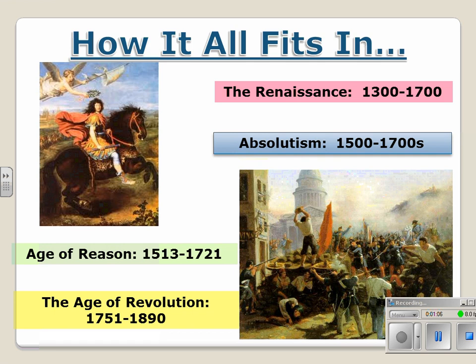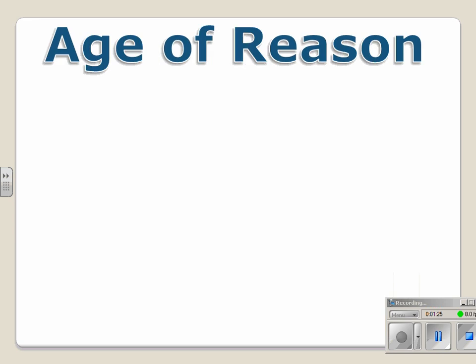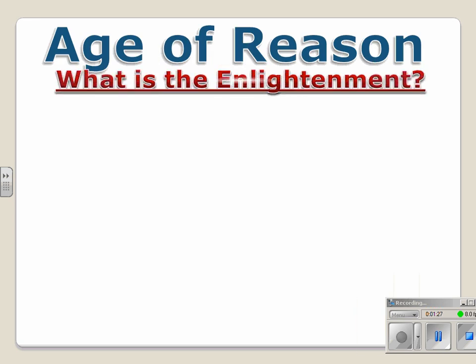And then that's going to take us into the Age of Revolutions, where we will examine the American Revolution and French Revolution. And it's important to understand that everything we're going to talk about in this topic, the Age of Reason, really lays the groundwork for what happens in the Age of Revolutions. All right, so what is the Enlightenment?